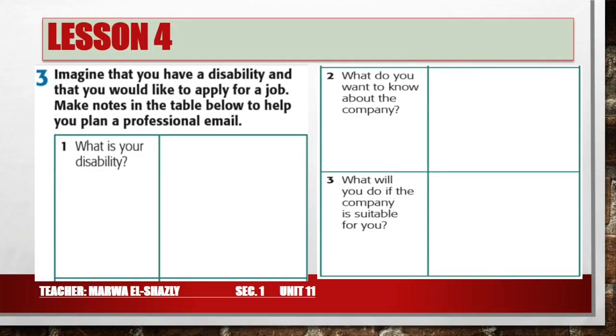Exercise 3. Imagine that you have a disability and that you would like to apply for a job. Make notes in the table below to help you plan a professional email. Write a blueprint of the email. Let your imagination go wild and think that you might be a disabled person. 1. What's your disability? 2. What do you want to know about the company? 3. What will you do if the company is suitable for you? Pause the video and try to think and write.